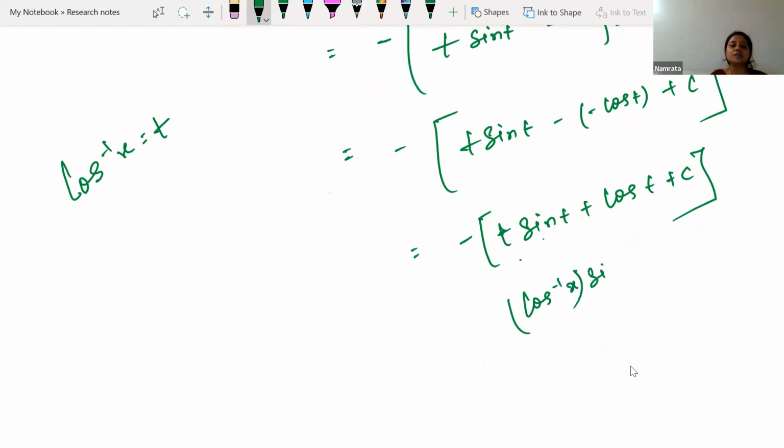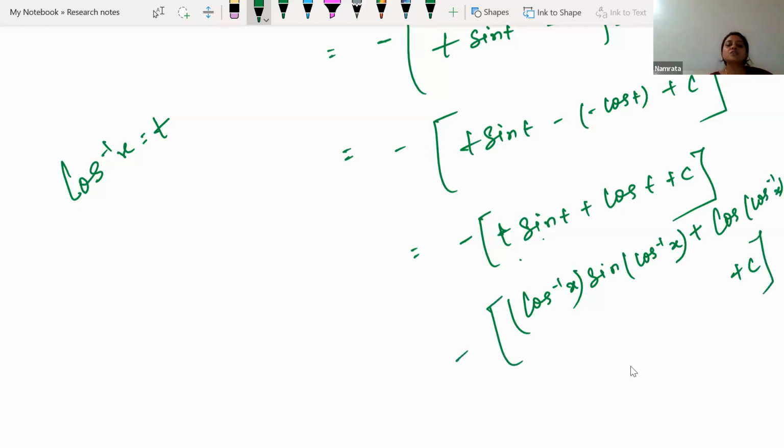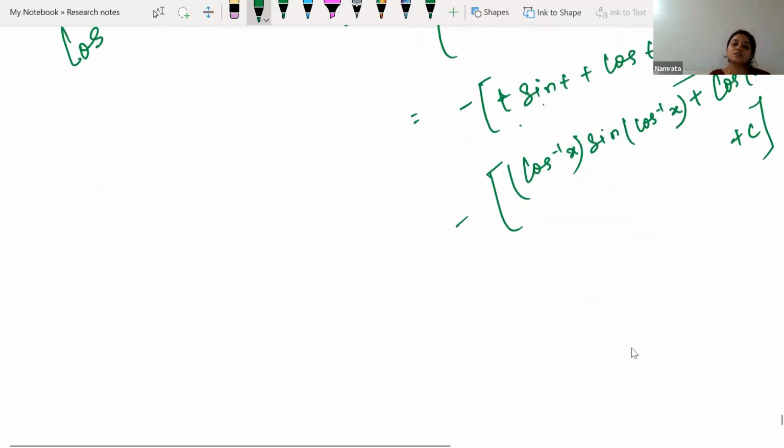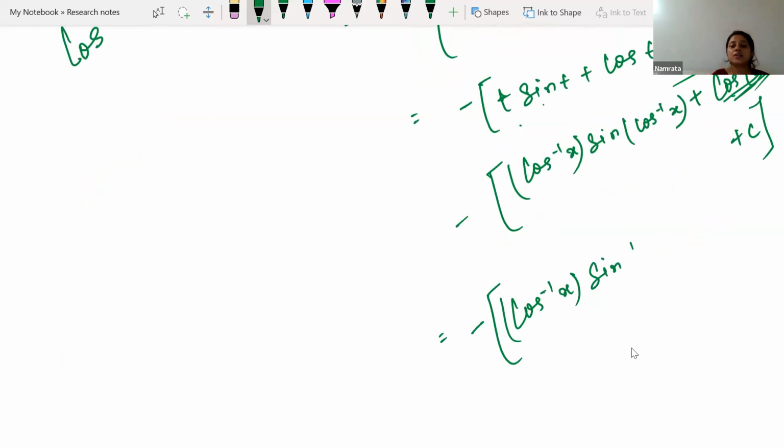Sin t is there, no worry. Sine of cos inverse x, I have to write it. Even if it looks weird, it has to be there. Okay, cos t, that means cos of cos inverse x, plus c. Outside minus is there. Cos of cos inverse x will be only x, so we will have only x over here. So we'll have cos inverse x, sine of cos inverse x, we can't solve it, let's write it as it is, plus cos of cos inverse x will be only x, plus c.